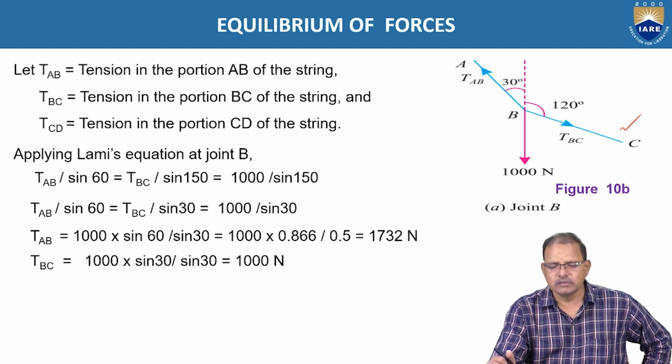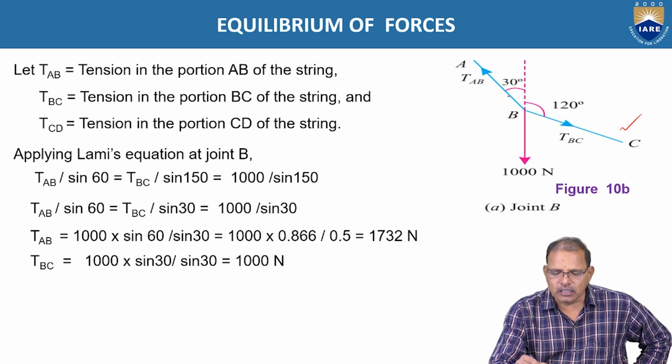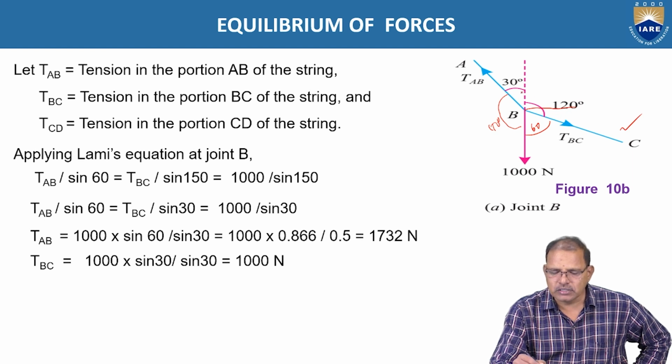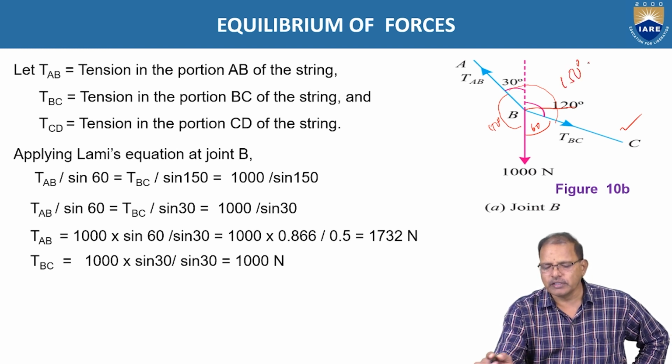According to Lami's principle, the magnitude of each force is proportional to the sine of the angle between the other two forces. Hence, here this inclination is equal to 150 degrees. Here it is equal to 60 degrees. This inclination is again the total inclination, so it is equal to 90 plus 60, which is equal to 150 degrees.